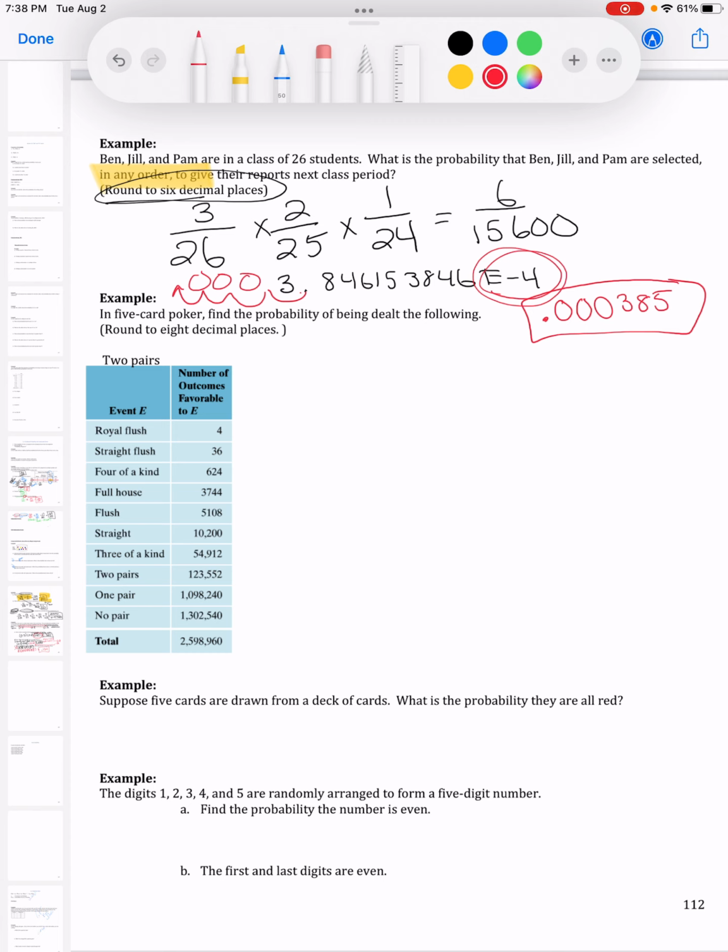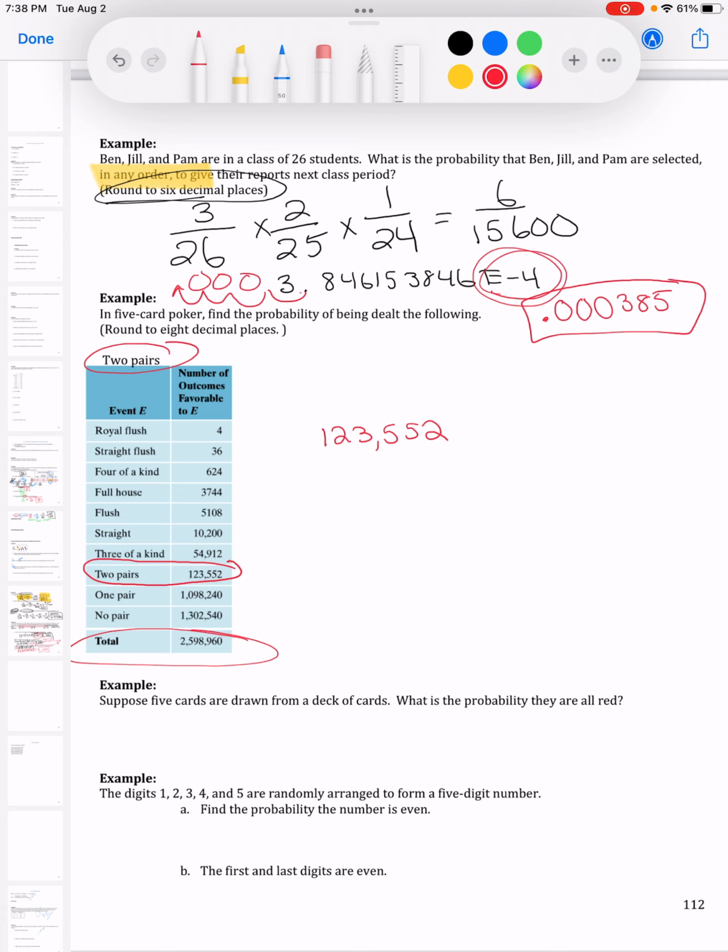All right, here's another one where we're going to have decimal places because it wants us to round to 8 decimal places. So we've got our chart, so I just have to read off the chart. The probability of being dealt 2 pairs. So I'm going to come along here. Here's 2 pairs. And I don't have to actually know how to figure out the 2 pairs. It was just given to me.